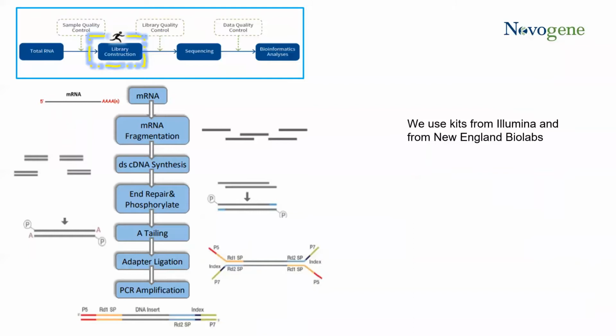Next in our workflow, we have the library construction. I won't go into extensive details, but I want to emphasize that we use trusted kits from Illumina and NEB. Shortly, we receive your total RNA. We select for the mRNA, usually using poly A enrichment. Then we ensure that the pieces are the right size for the downstream processes. I want to emphasize that most of our workflow is done by robots in order to minimize human error and provide you the best data quality possible.